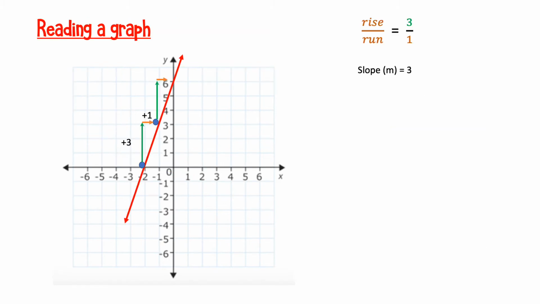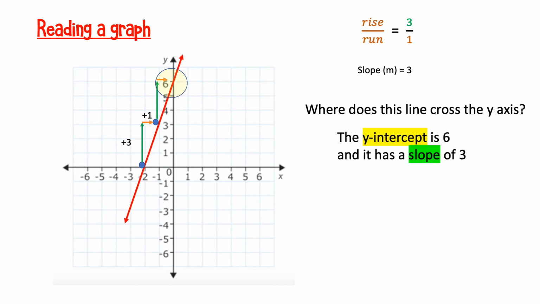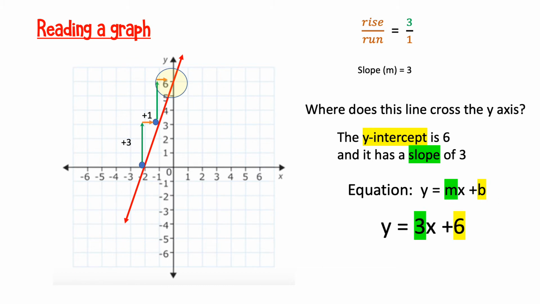In this example, the slope is 3. We go up 3 over 1. However, where does this line cross the y-axis? This time it crosses at the number 6. The y-intercept is 6, and it has a slope of 3. When we write an equation that does not go through the origin, we use the form y equals mx plus b, where m is the slope and b is the y-intercept. So we write this as y equals 3x plus 6.